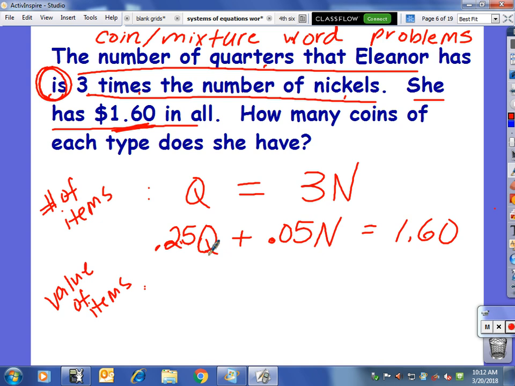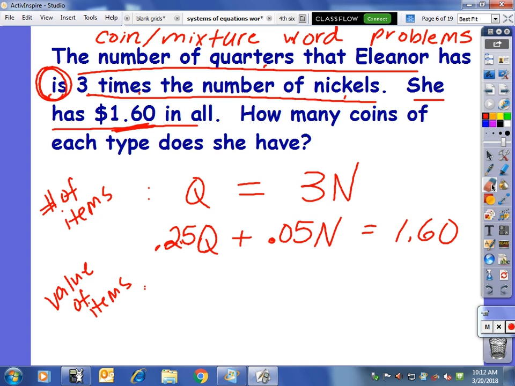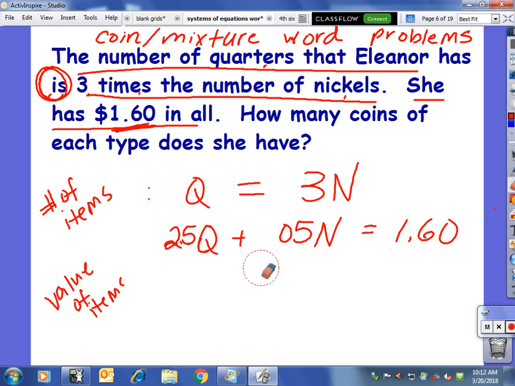Those are my 2 equations, and I've got to solve the system somehow. Now, let's talk about how to make it more user-friendly. The bottom equation, I don't like working with decimals if I can avoid it. It's super easy to make this whole bottom equation just have whole numbers. Just move the decimal over 2 times. So we could turn these all into whole numbers. We're basically multiplying by 100. So we could just make this 25q plus 5n equals 160.